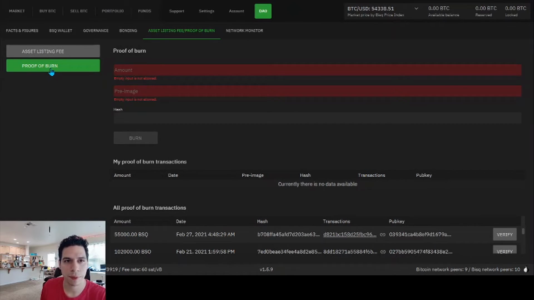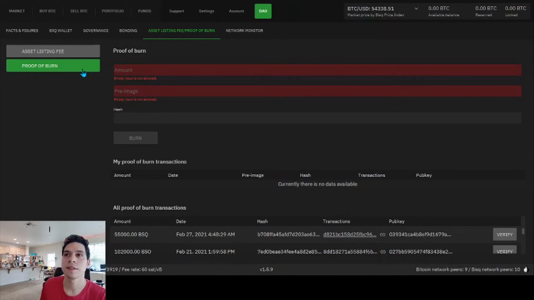We were talking about potentially using this proof of burn function to be like, hey, I burned BSQ, and if I do anything wrong, you can be like, hey, don't reimburse this guy his BSQ because he never sent me the Bitcoin. So that's another use for proof of burn. We haven't solidified that yet, but honestly, I like the idea.